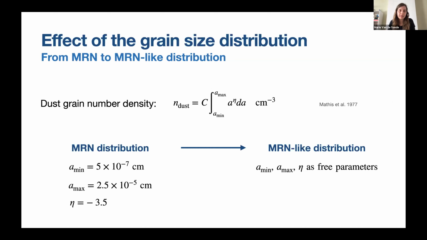For that, we switched from an MRN to an MRN-like distribution. In both cases, the dust grain number density is given by this equation. So we have the minimum and maximum grain size, and then the slope of the distribution as parameters. In the MRN distribution, they are fixed to these values. And now in an MRN-like distribution, we let the three parameters run wild as free parameters.